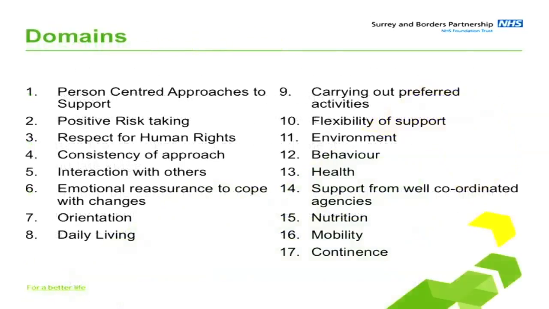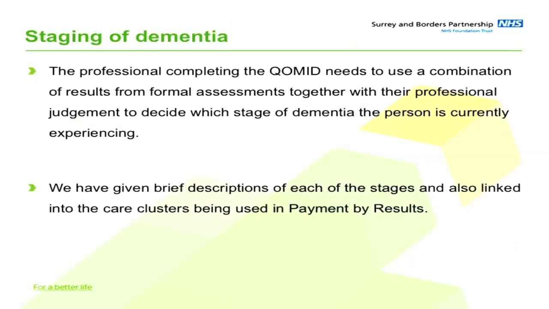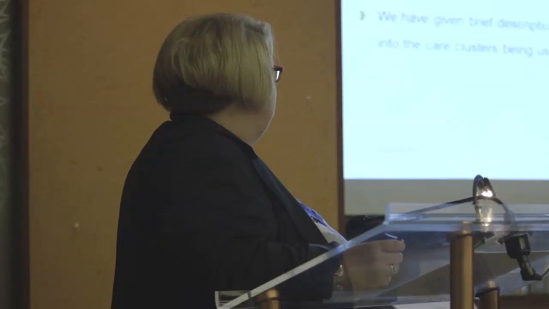So let me show you some examples. Those are the 17 domains. So again, you can see all the sorts of important things we've talked about over the last 2 days. What you first need to do is decide which stage of dementia the person is currently experiencing. Okay? So you've got to decide, are they in early, suspected or early, mid or late.